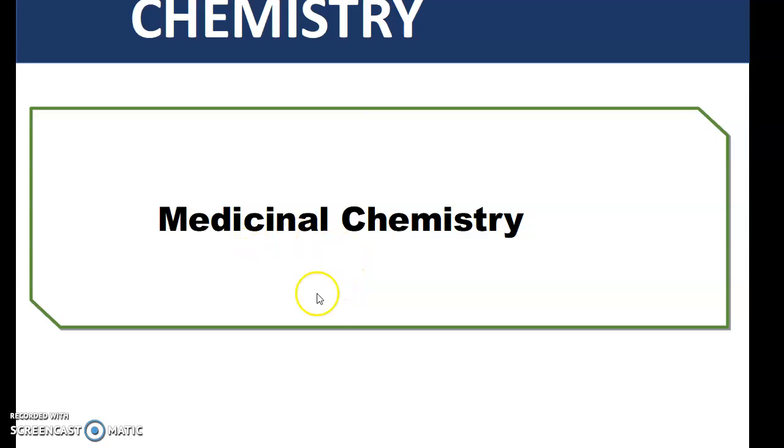Now we get to medicinal chemistry. I'm sure this is the part of the course you've been waiting for all year long.